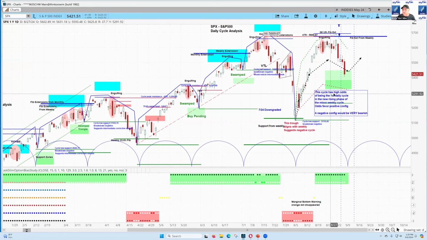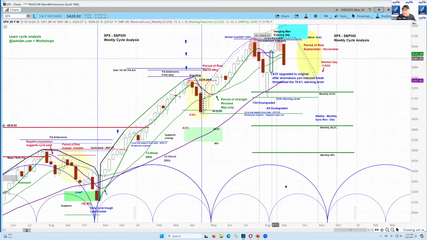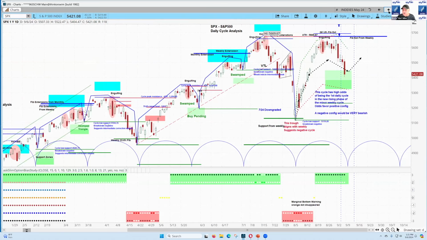Also, I said that this cycle has high odds of being the first daily cycle of the new minor rising phase of the weekly cycle. What does all that gibberish mean? It means that this would end up higher than it began as the first cycle in this minor cycle right over here on the weekly. So our members were very, very informed about that. And I said a negative configuration would be very bearish, but this is actually a positive configuration.